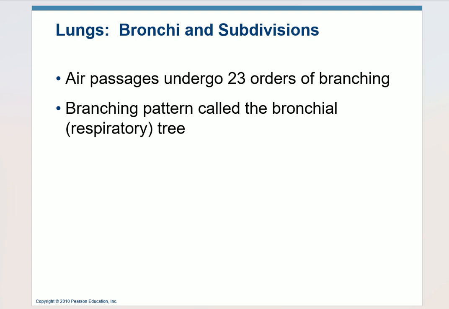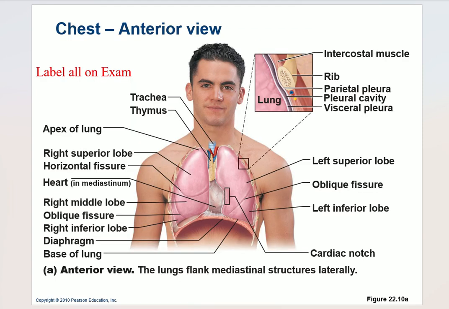So lungs, bronchi, and subdivision. Air passages undergo 23 orders of branching. So you start at the trachea, you branch into 2 primary branches, and then 5 from there, secondary branches. So remember, 2 to the left side, 3 to the right side, 5 total secondary branches. Then you branch again, then you branch again, and you branch 23 total times until you get down to the alveoli. And that whole branching thing, where we get smaller each and every time, is what we call the bronchial tree or the respiratory tree. You'll hear it called both.